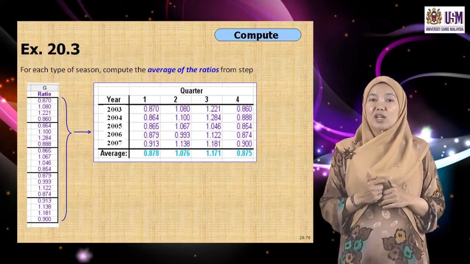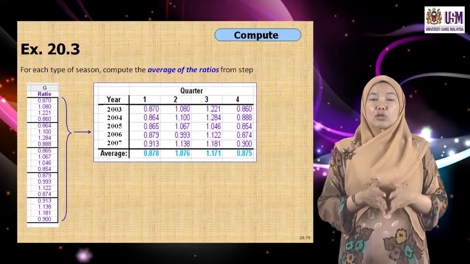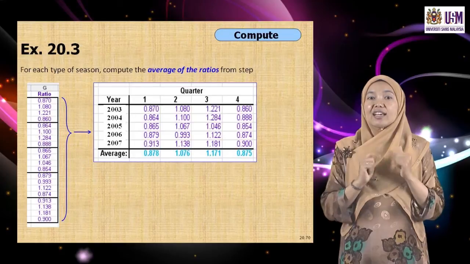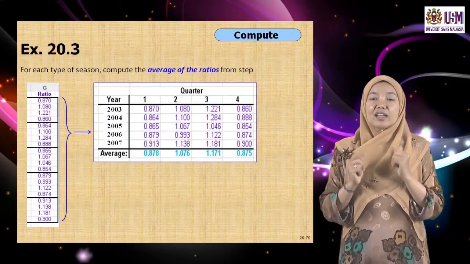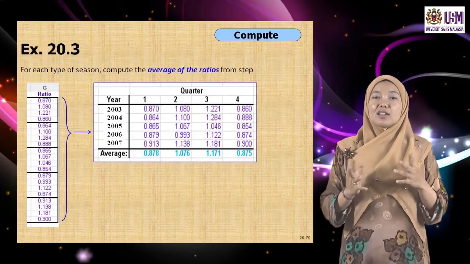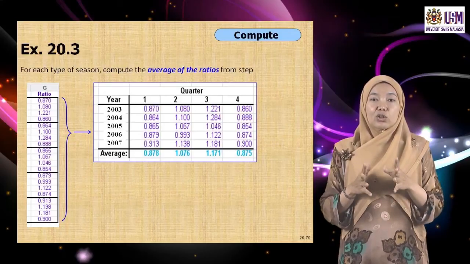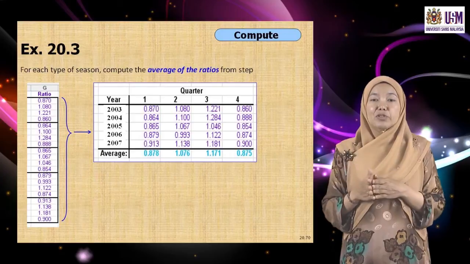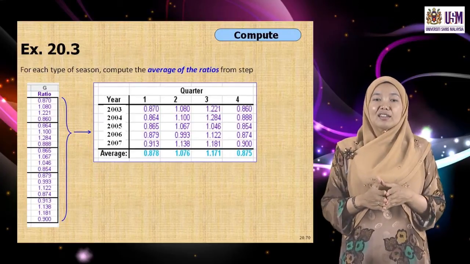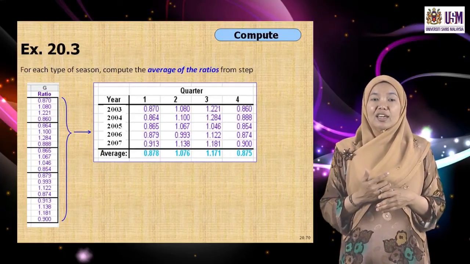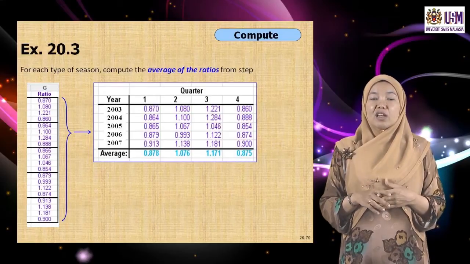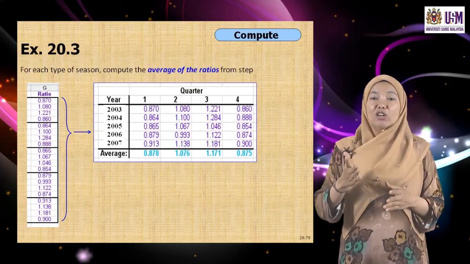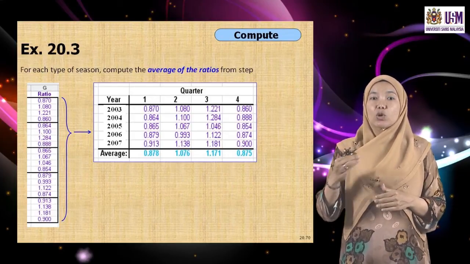So you arrange all the quarter one values in one column, all the quarter two ratios in the second column, all the third quarter ratios in the third column, and the fourth quarter values in the fourth column. Then you add them up and you divide by the number of years. That will give you the average ratio of y over y hat for each quarter.